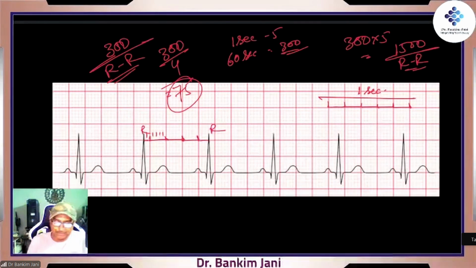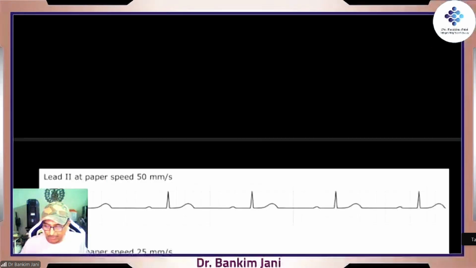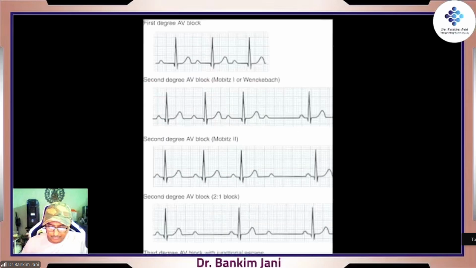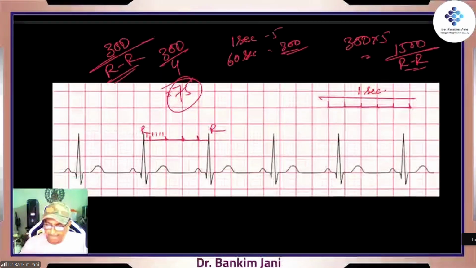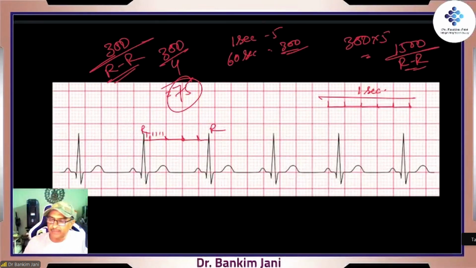This was just for the explanation, right? All those abnormal conditions are coming up, all of them. So this is 1500 divided by RR. That will be a bit more accurate, right? So that's how we go for the calculation of heart rate on ECG.